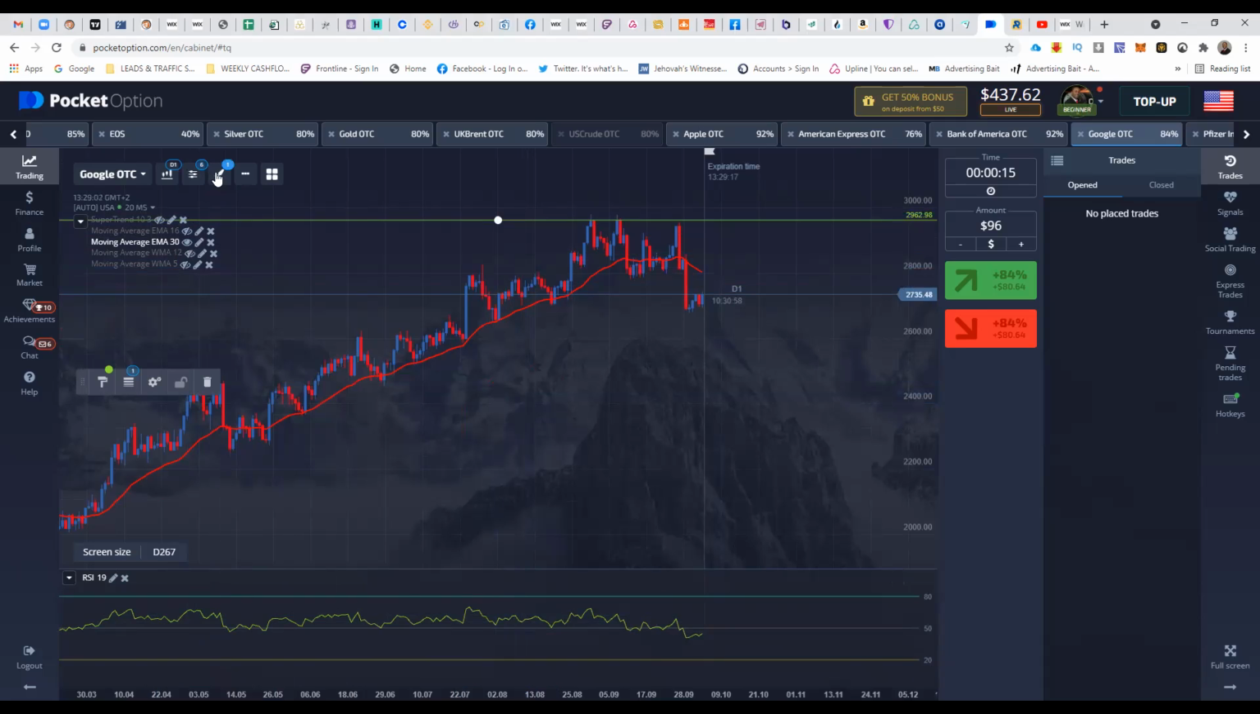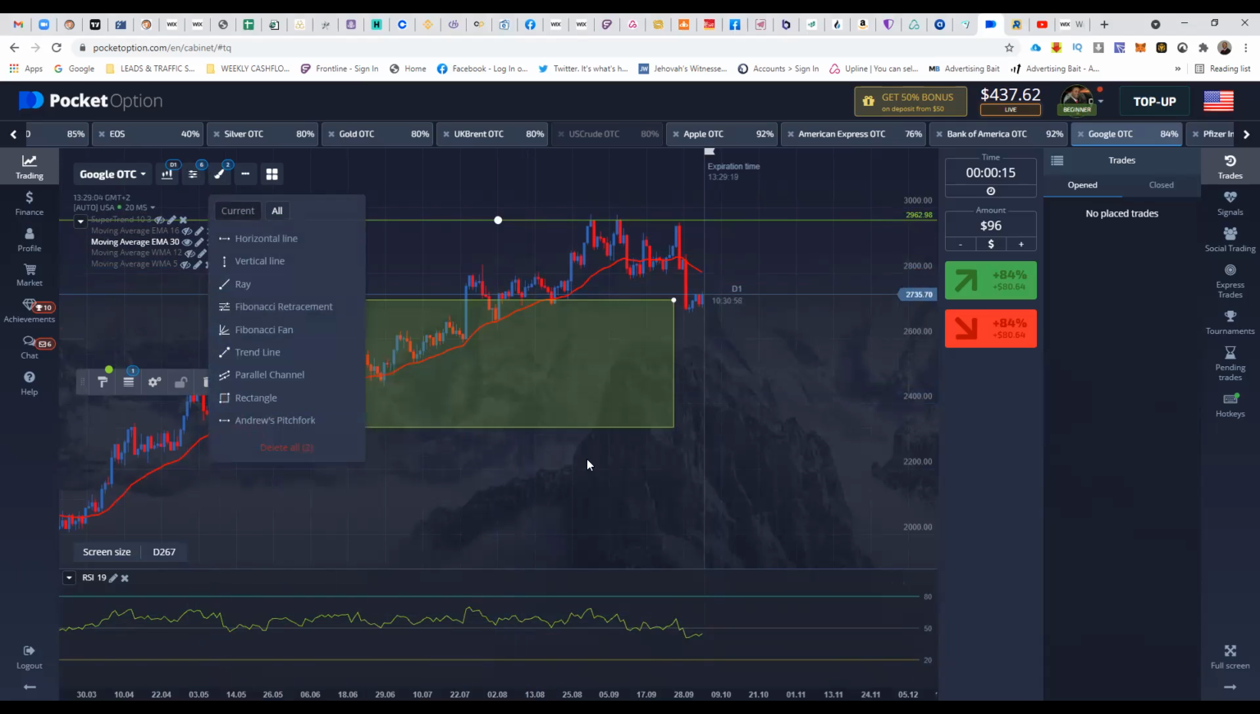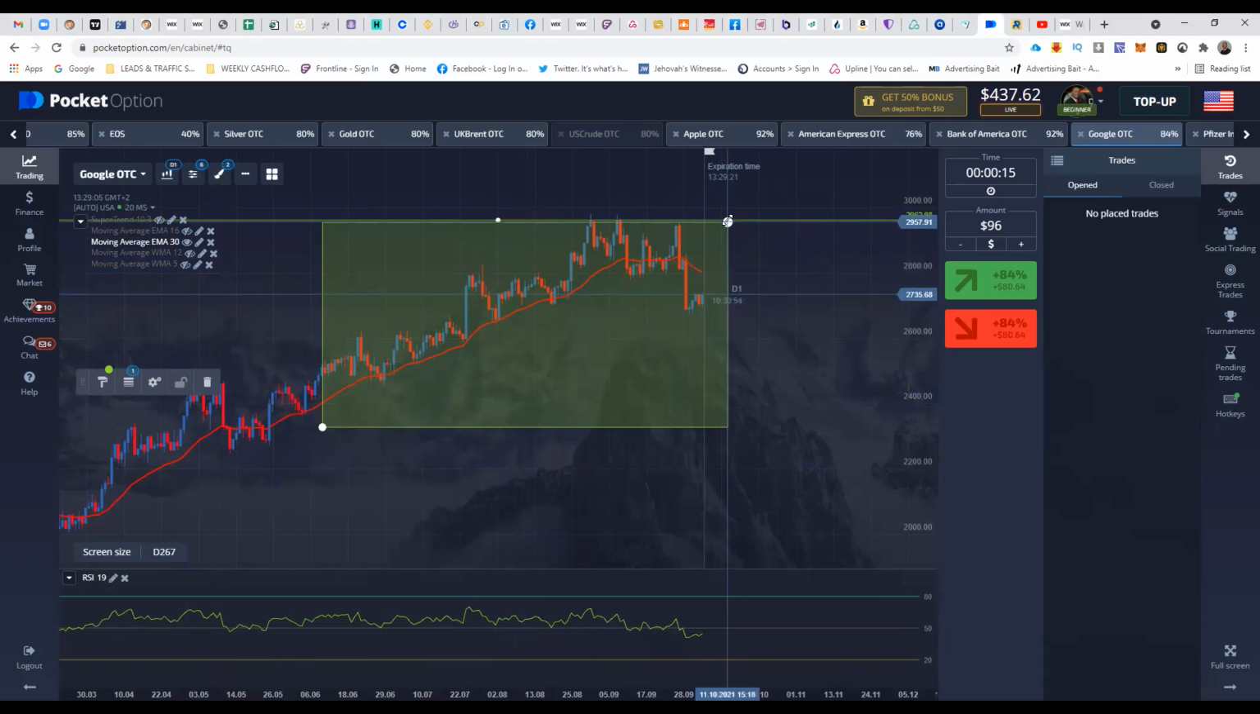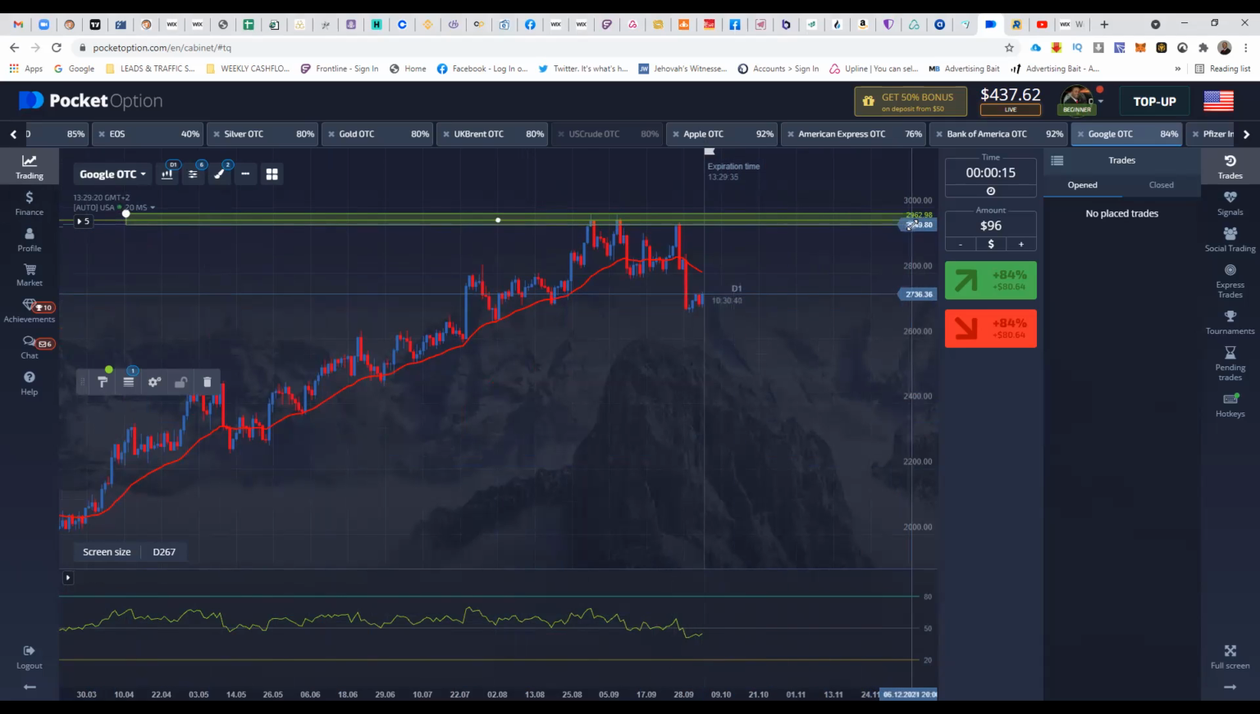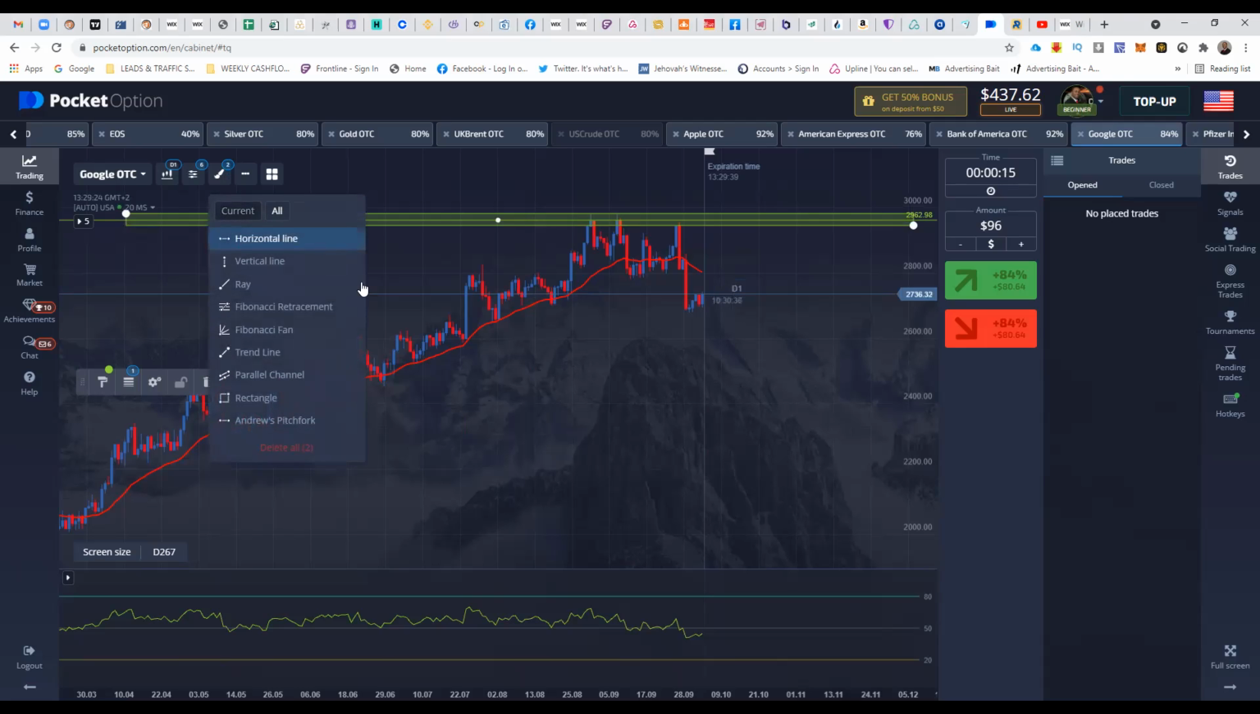We can never fully predict what the market is going to do, but we can get a good, decent idea to make a good decision. So this is going to be our supply zone here. We're going to drag this out just a little bit here. And this is going to be the most recent high, so this is going to be our daily resistance.